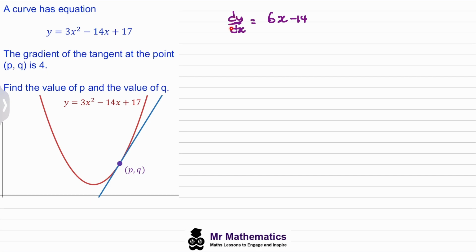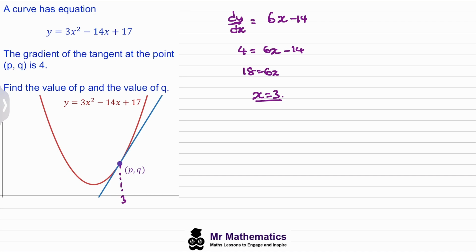And we're told that this dy by dx, its gradient, is 4. So 4 will equal 6x minus 14. We'll add 14 to both sides. So 18 will equal 6x, and then x will equal 3. So our x value is 3.